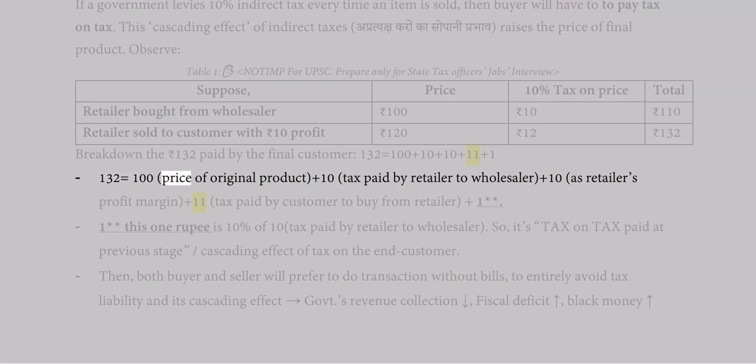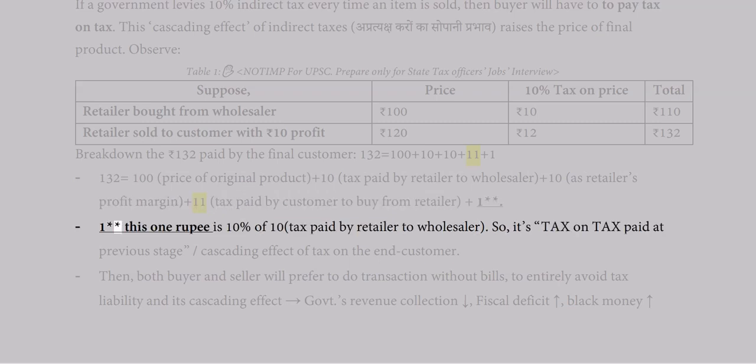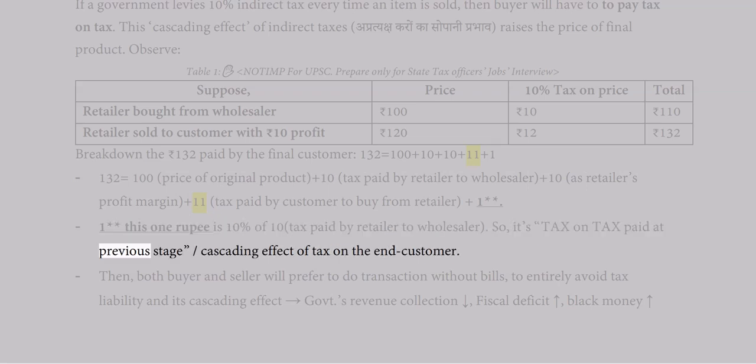132 is equal to 100, price of original product, plus 10, tax paid by retailer to wholesaler, plus 10 as retailer's profit margin, plus 11, tax paid by customer to buy from retailer, plus 1**. This 1 rupee is 10% of 10, tax paid by retailer to wholesaler. So, it's tax on tax paid at previous stage, a cascading effect of tax on the end customer.